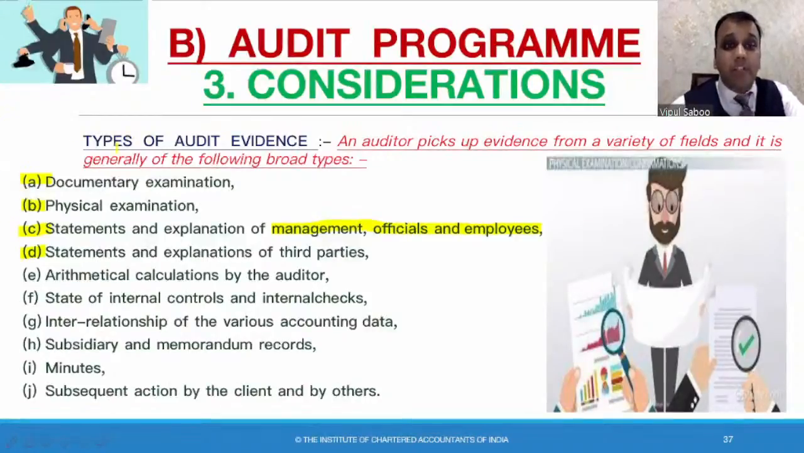Arithmetical calculations by the auditor. Arithmetical calculations, I gave you an example where there was an error, the cost and selling price of the bottle, right? Arithmetical calculations by the auditor. State of internal controls and internal checks. As I told you, you can check for the internal control, right? I gave you an example.